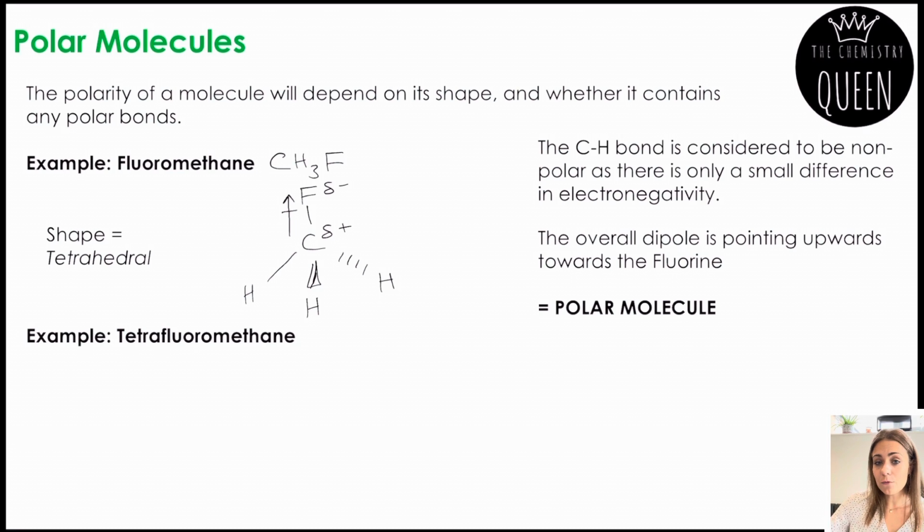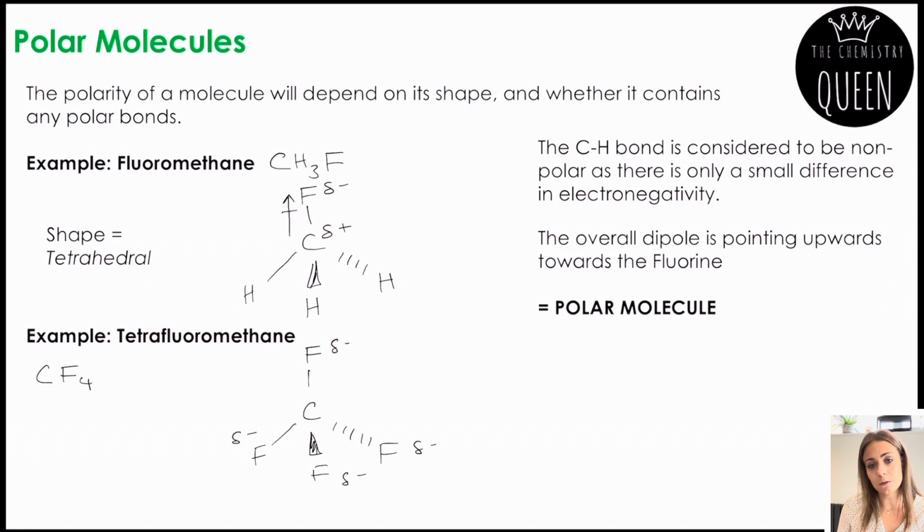However, if we look at tetrafluoromethane, which is CF4, again, the shape is tetrahedral. So it would look like this. Now, each carbon-fluorine bond is going to be polar because fluorine, as I mentioned, is the most electronegative element. So the fluorines theoretically are going to be delta negative and the carbon is going to be delta positive. So this time we've got 4 polar bonds.